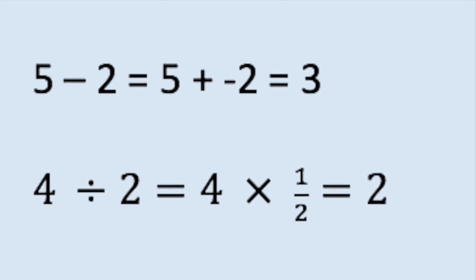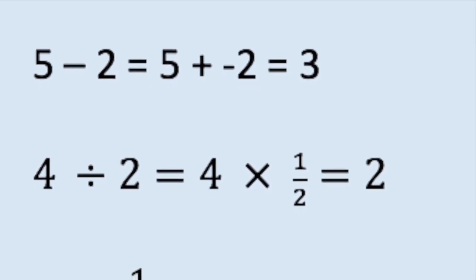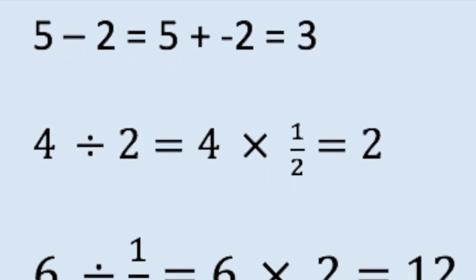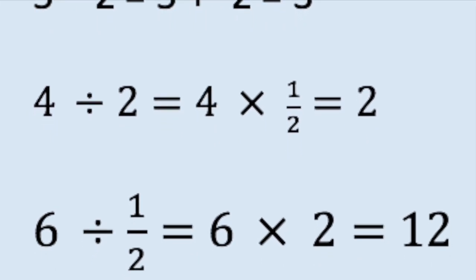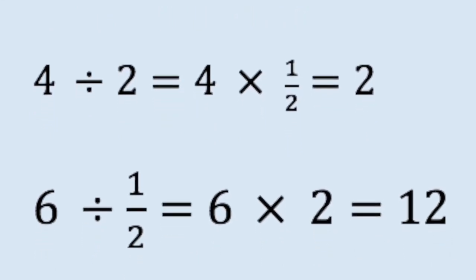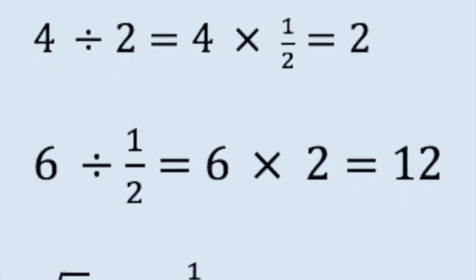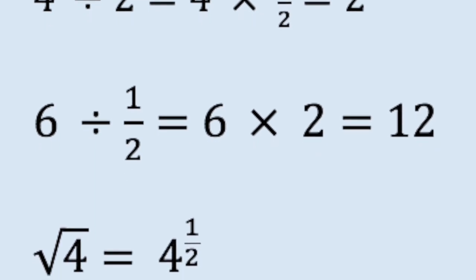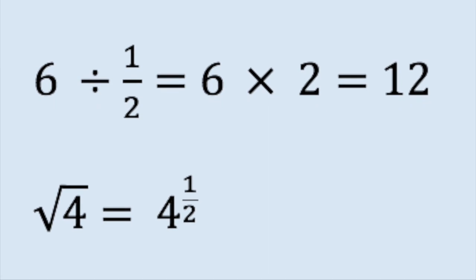5 take away 2 is equal to 5 plus negative 2, which is 3. 4 divided by 2 is the same as 4 times a half, which is 2. And 6 divided by a half: how many halves are there in 6? It is 6 times 2, which is 12.